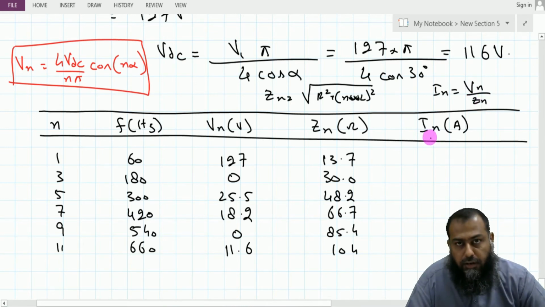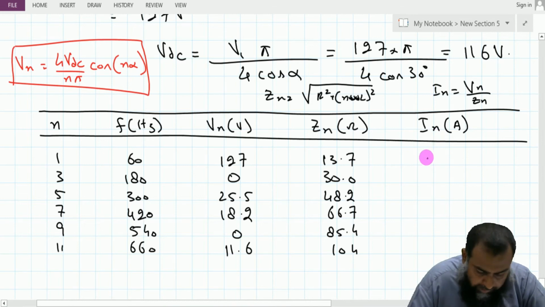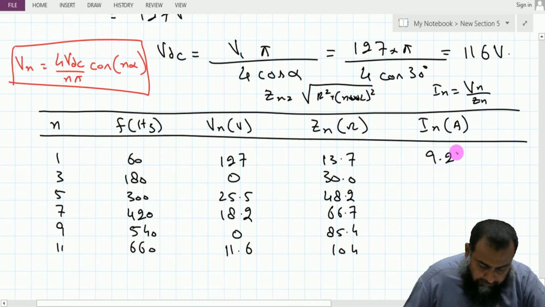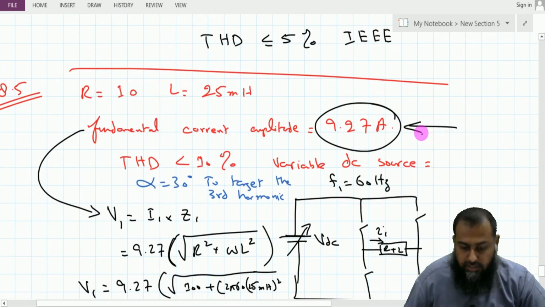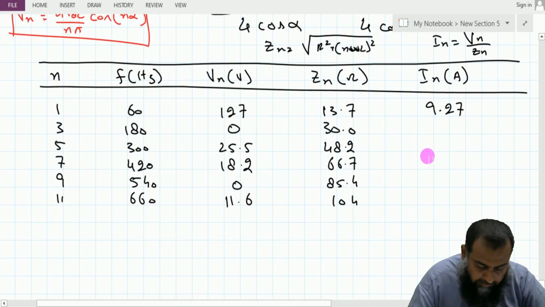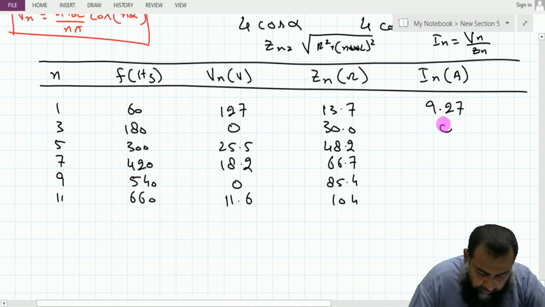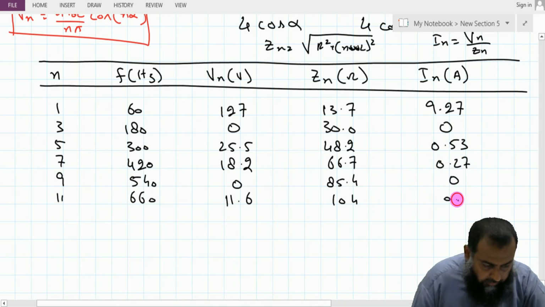And then by using this expression In is equal to Vn over Zn, we can find out what is the harmonic current for each component. So for the fundamental component it is equal to 9.27, which is exactly the same as desired in this particular example. Then we have 0, then we have 0.53, thereafter we have 0.27, then 0, then 0.11.